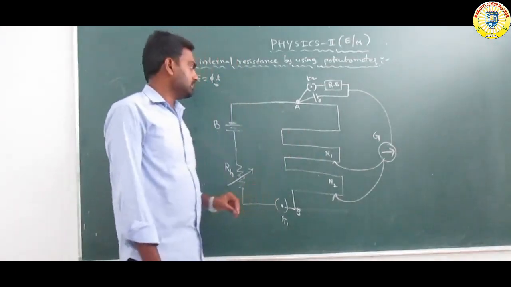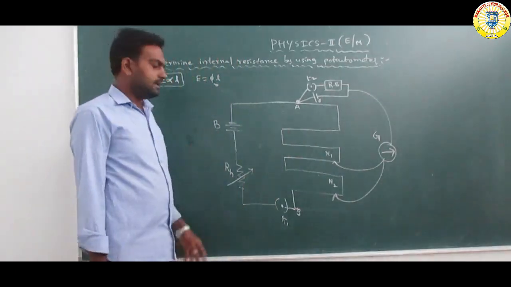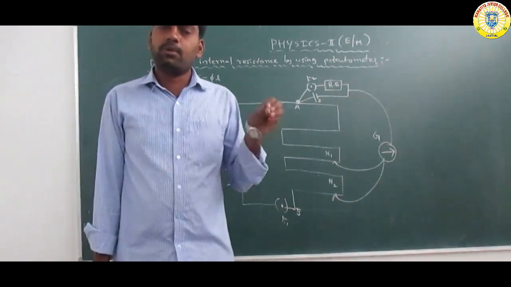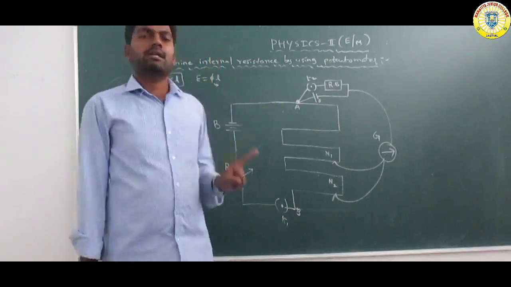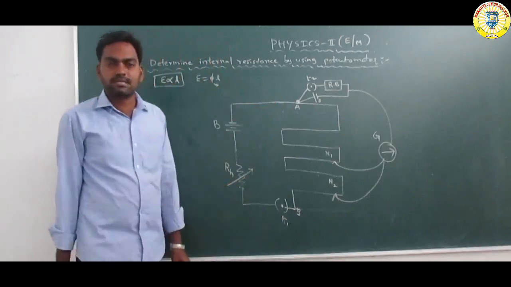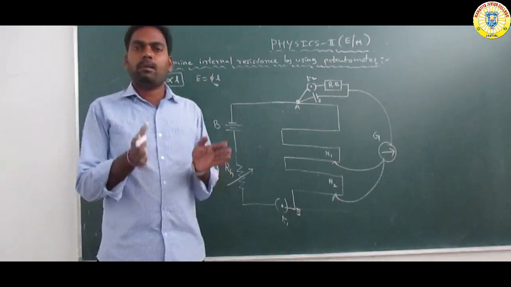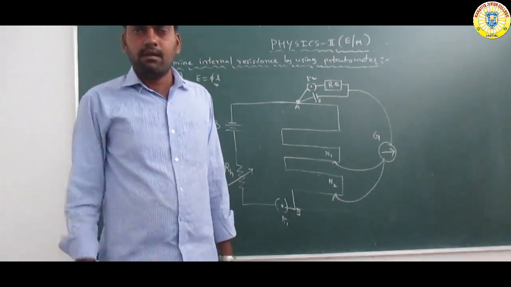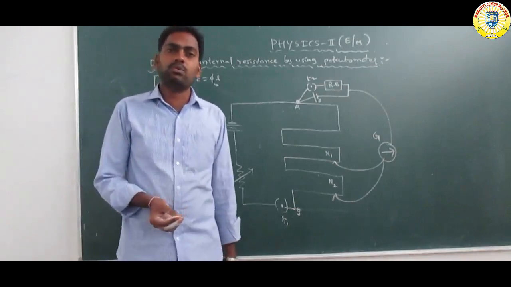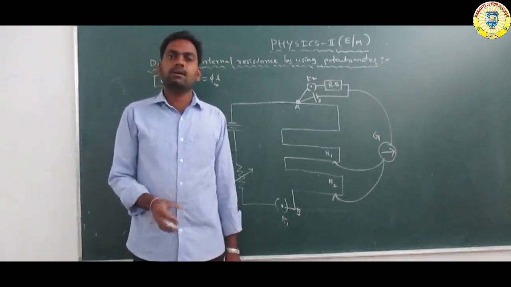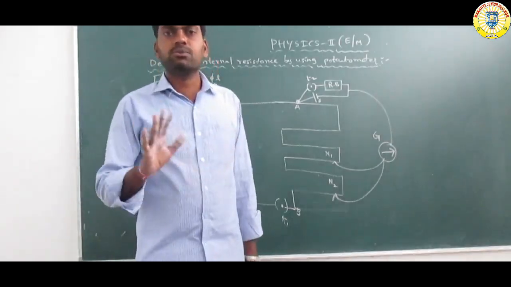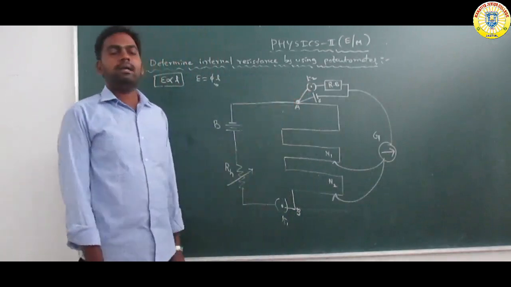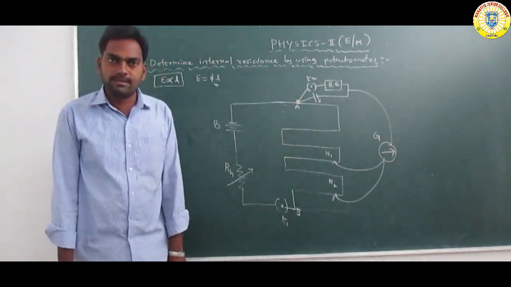Now here B is called a battery and a steady current flows through the potentiometer wire by using the rheostat. RH means rheostat. The purpose of the rheostat is that a steady current flows through the wire, 2 amperes, 3 amperes. That particular current is passing through the wire. Now RB is called a resistance box.